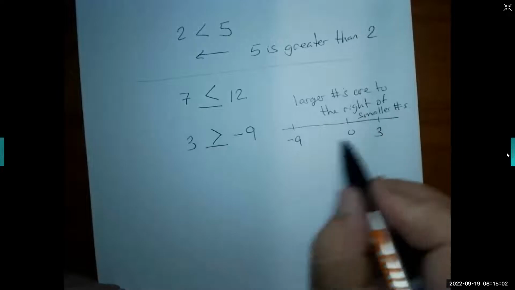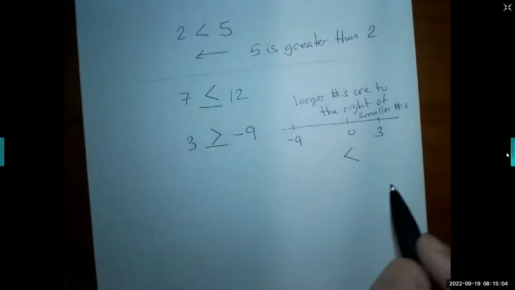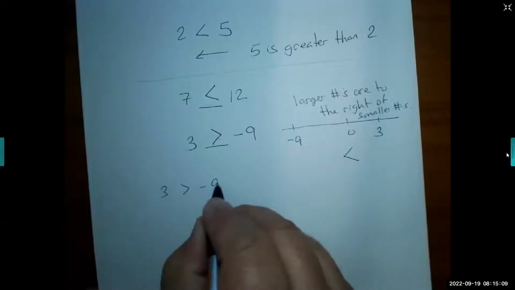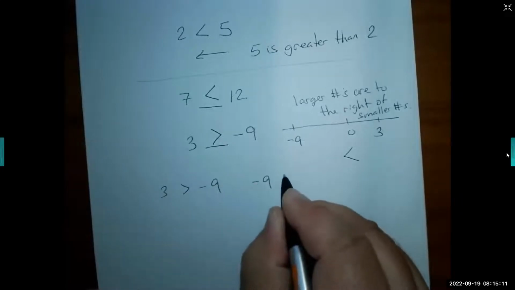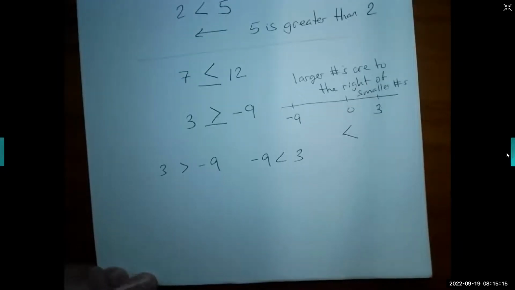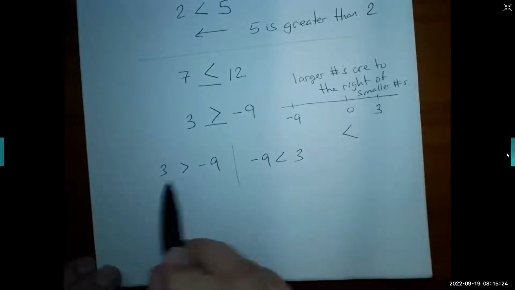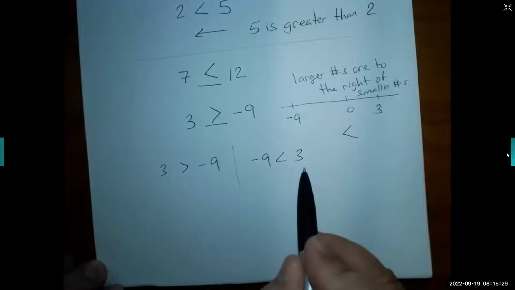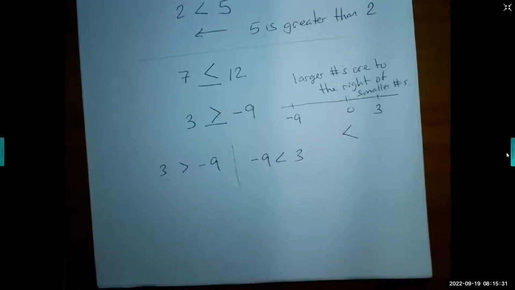So since 3 is bigger than -9, are those two statements the same? Yeah, because 3 is bigger than -9, which means that -9 is less than 3. It all depends on how the numbers are situated in the question.